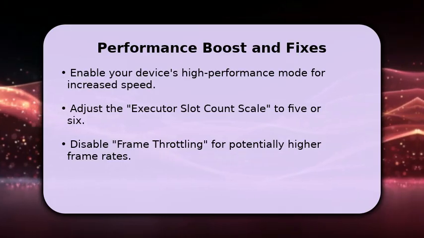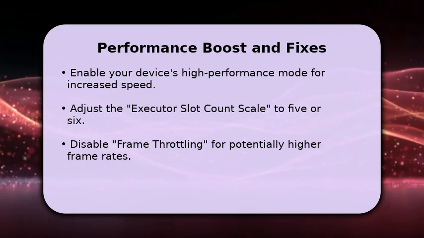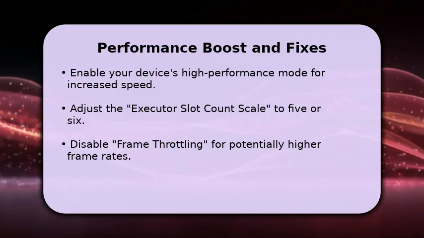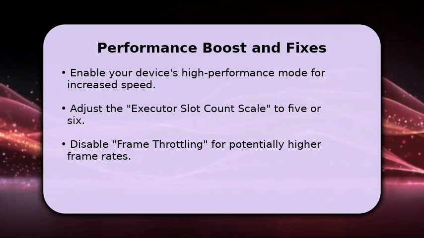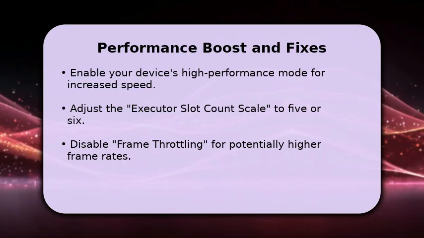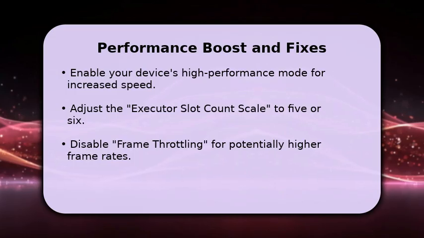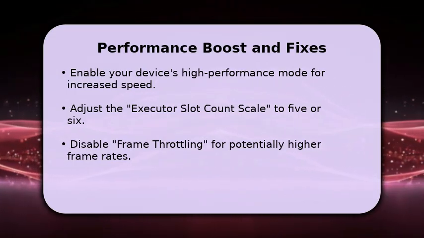In the emulator settings, set the executor slot count scale to 5 or 6, depending on your device's RAM for improved processing. Disabling frame throttling can allow for frame rates exceeding 30 frames per second. Additionally, enable force maximum GPU clocks and fast GPU readback to maintain stable and smooth performance throughout your adventure.